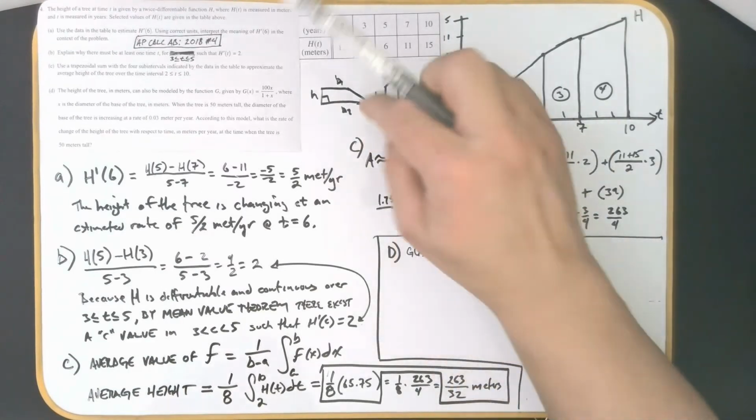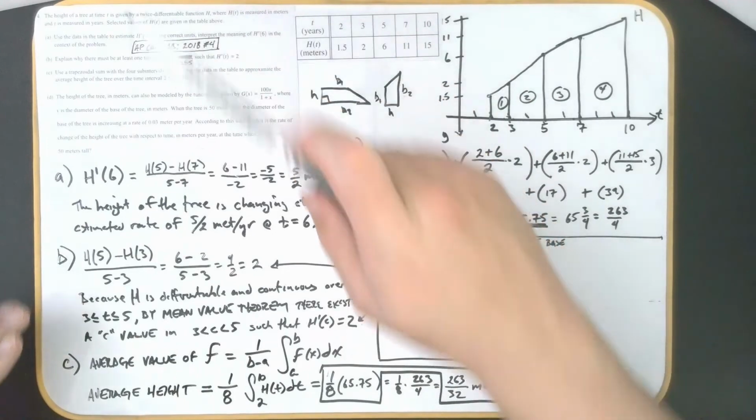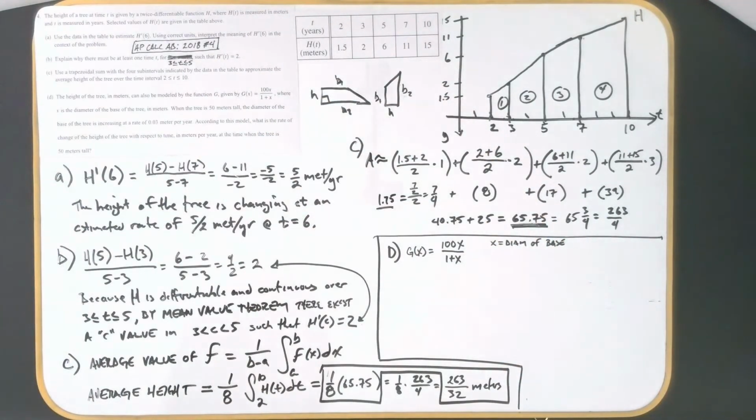When the tree is 50 meters tall, this is interesting. When the tree is 50 meters tall, the diameter of the base of the tree is increasing at a rate of 0.03 meters per year. According to this model, what is the rate of change of height of the tree with respect to time in meters per year at the time when the tree is 50 meters tall?